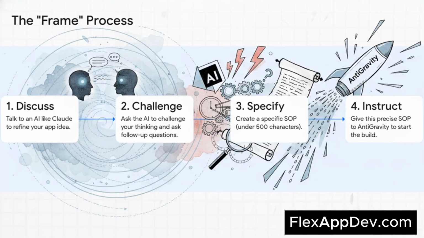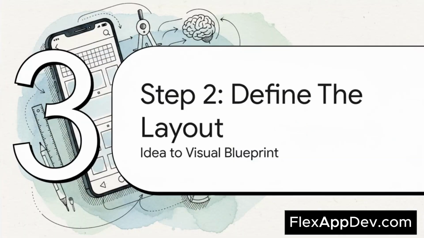So here's the pro move. First, you discuss your raw idea with an AI like Claude. Then, and this is key, you ask it to challenge you. Tell it to find the flaws, to poke holes in your logic. You go back and forth until you can specify your idea in a super precise, crystal clear instruction. That is what you feed to Antigravity. This process is literally the difference between a throwaway app and a professional one. Okay, so your mission is crystal clear.